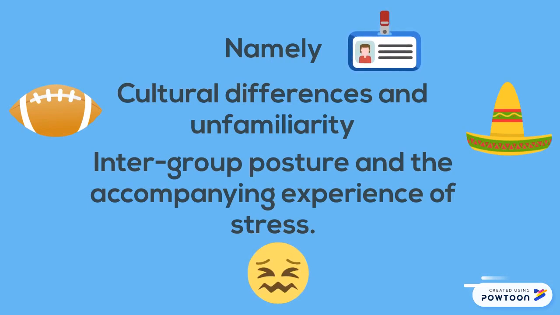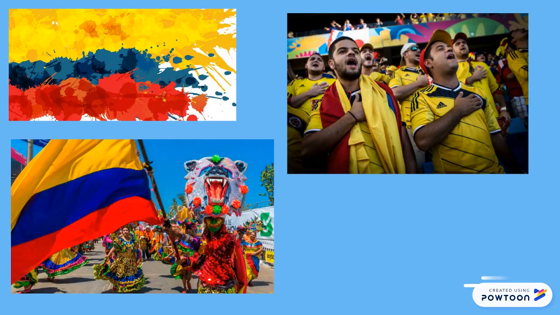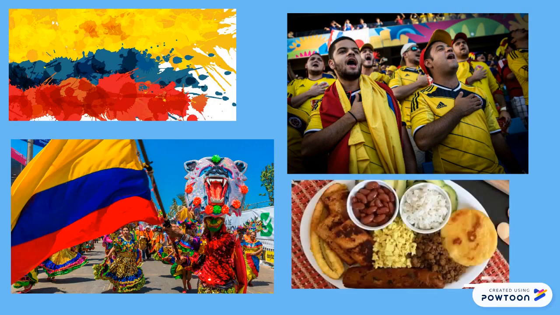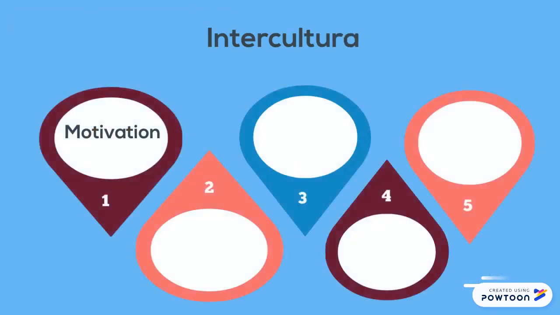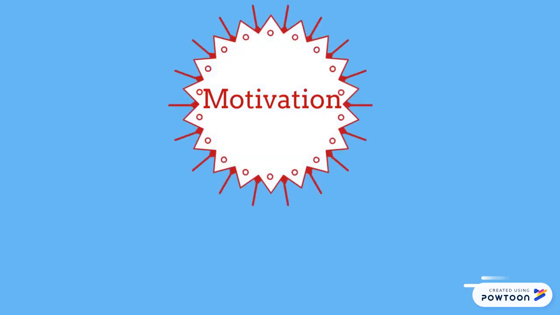For instance, if a foreigner is traveling to Colombia, he or she will need to search for information about our culture and customs regarding specific behaviors and manners to behave appropriately. After defining what it is to be an intercultural communicator, we will discuss 5 components that are fundamental to develop this competence. The first component is motivation.